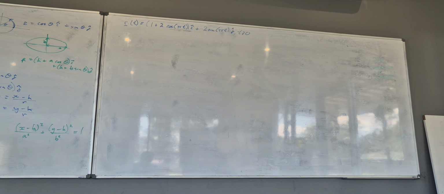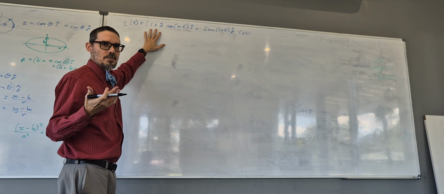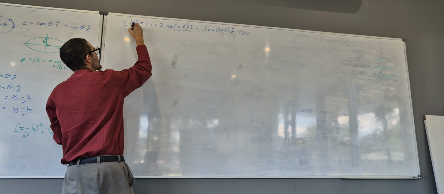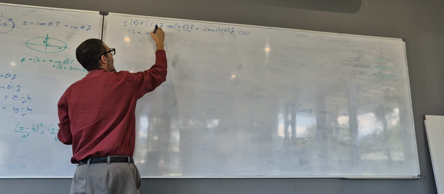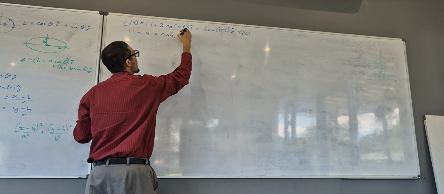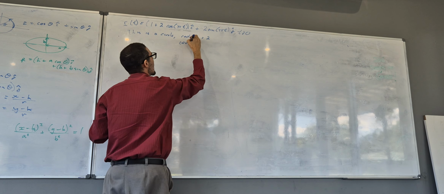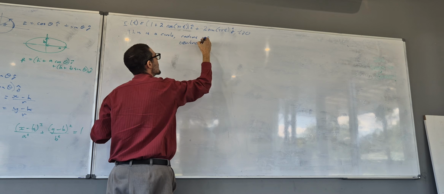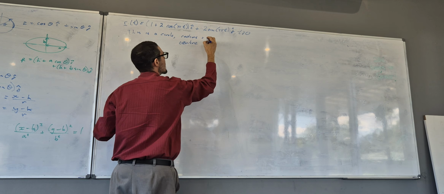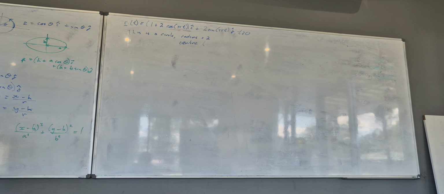You are not required to go through all of this if you don't want to, but I wanted to show you so you can see why this works, how this happens. You can simply go, it's a circle. This is a circle, radius is 2, and the centre is, you can work out what the centre is.